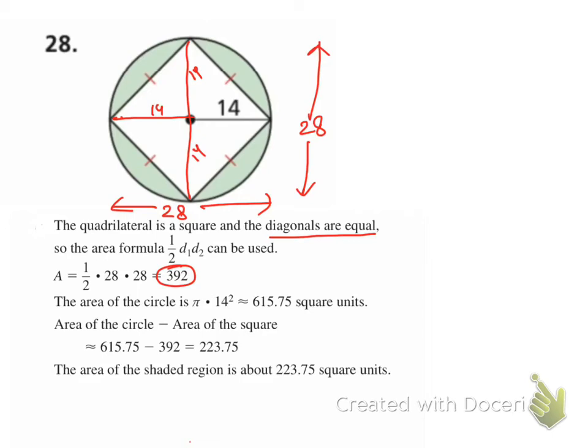So now we need to know the area of the circle, that's pi r squared. So you get your area of the circle, and then you have the area of the circle and the square, subtract it, and you get the area of the shaded region.